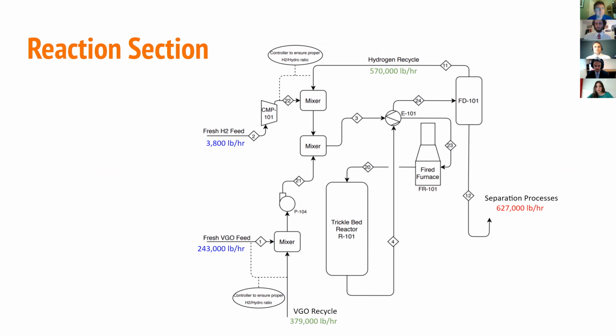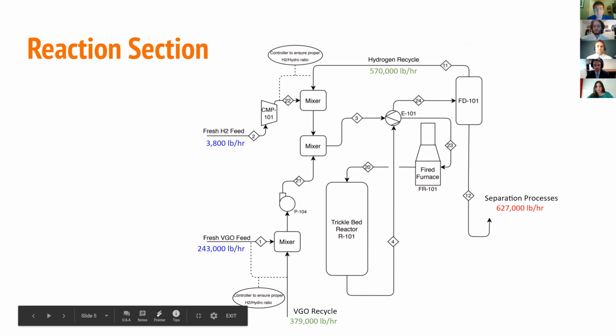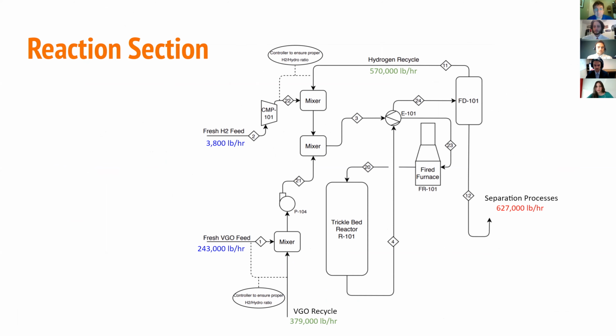From here, you can see the mass flow rates of the reactor section of our topology that Clayton just described. Blue signifies mass flow rates feeding into the system, green represents recycled streams, and red leaves this portion of the system. So the red will go into our separation processes.